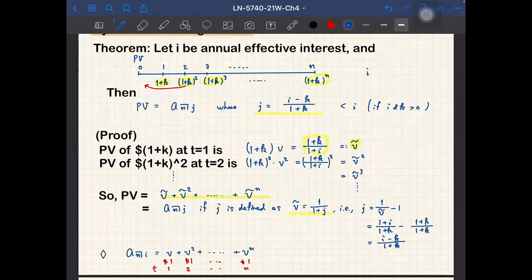So now that we have the theorem, the present value of the geometric cash flow is represented by a angle n at j. And here j is i minus k over 1 plus k, where k is the percentage change of the payment amount and i is the interest rate.